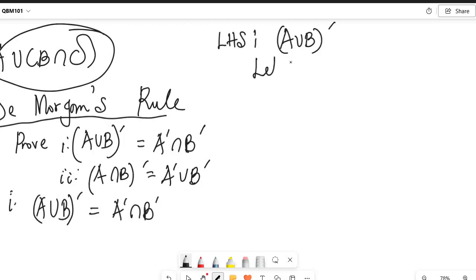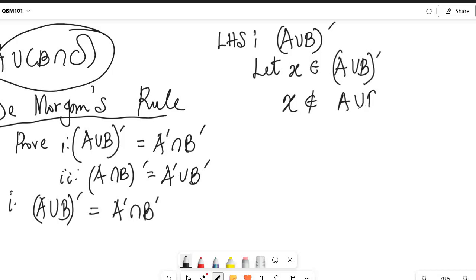So let X be an element. The first thing to do is to let X be an element of this set. This is a set, you must know that. Forget the fact that you have a complement. This is a set on its own. So A union B complement is a set. So the first thing to do is to let X, an arbitrary element, be an element of this given set. Now if X is an element of the complement of the set A union B, it simply means that X would not be an element of the set A union B. I say again, if X is an element of the complement of the set A union B, it simply means that X will not be an element of the set A union B.